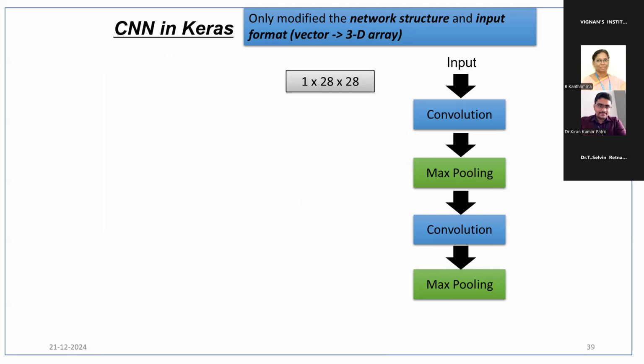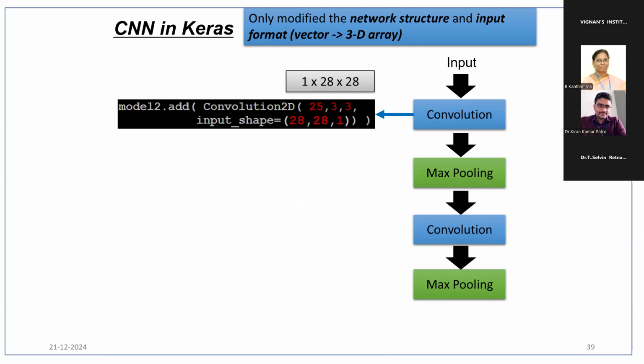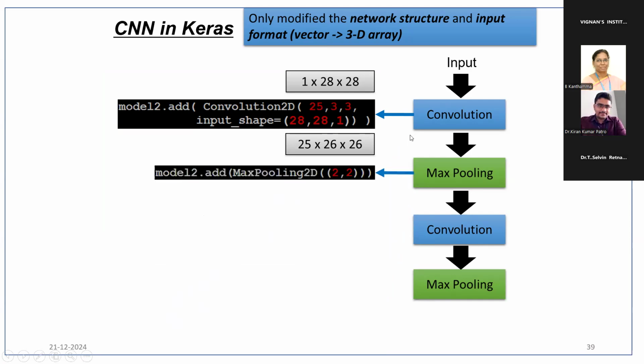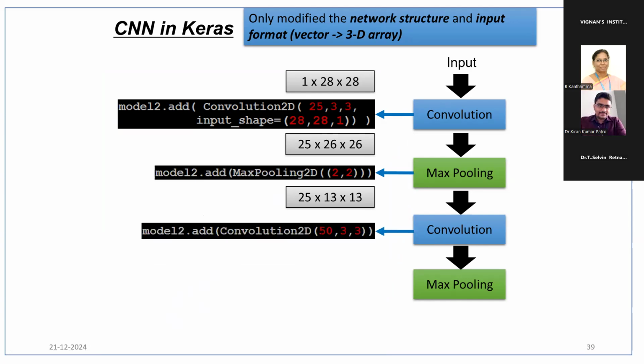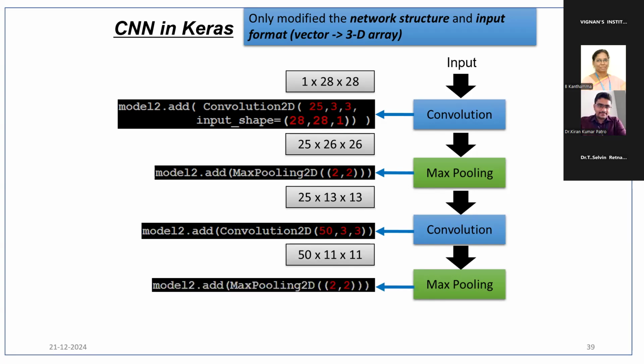Now suppose your input size is 28 by 28. After applying the convolutional layer, your input image is reduced to 26 by 26. Here the 25 represents the number of filters. So after pooling, what will happen? Further, your image is reduced to 13 by 13. Then again you apply a convolutional 2D layer with 50 filters with a 3 by 3 kernel, and your image is further reduced to 11 by 11. Then after pooling, it is transformed to a 5 by 5 image.